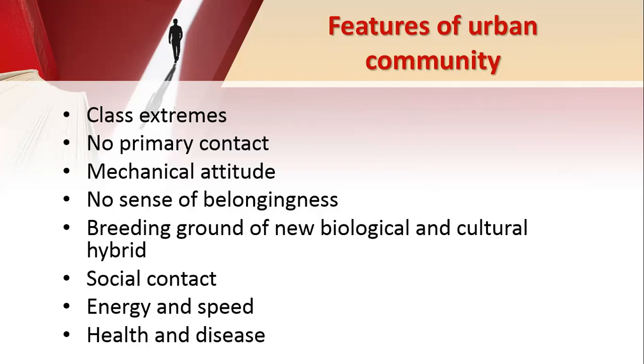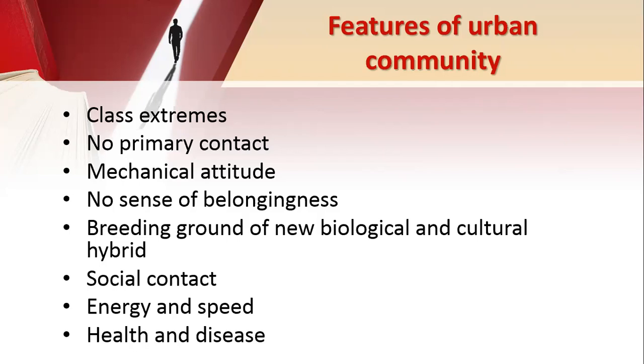So, features of the urban community. Following are the features of urban community. Number one is class extremes. In urban community, class extremes are found between the richest and the poorest. We can see people living on payments, having a luxurious life, living in bungalows, kothis, or kacha or pucca houses, and also semi-pucca houses, and also unable to meet the daily routine needs of life.